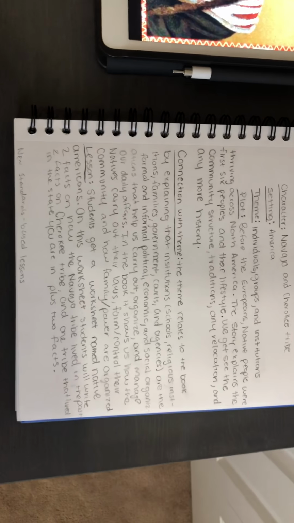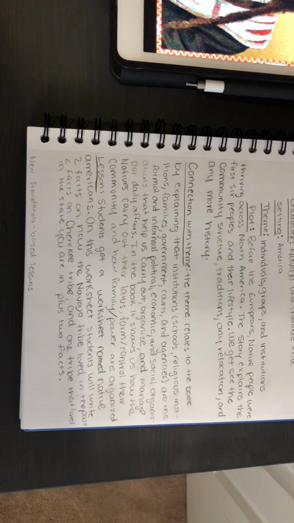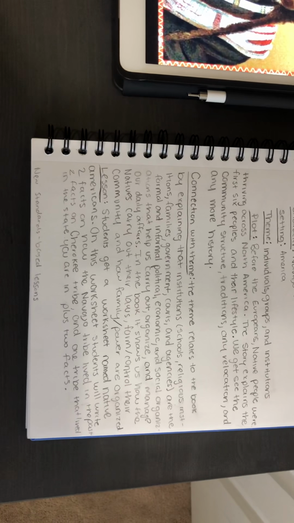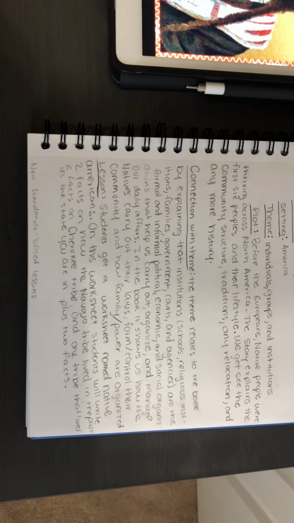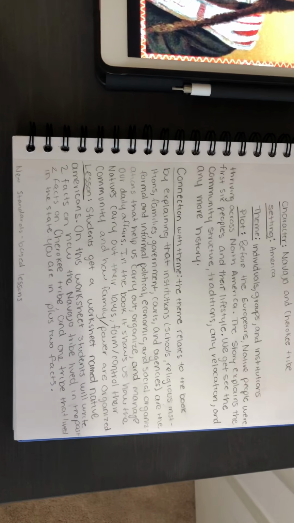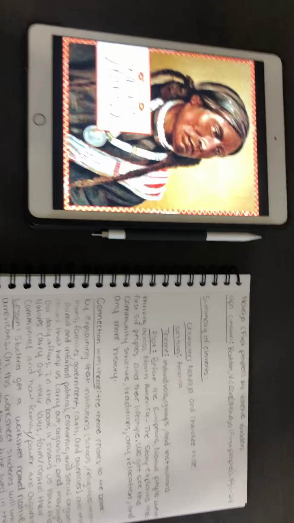For the lesson, students get a worksheet named Native Americans. On this worksheet, students will write 2 facts on how the Navajo tribe lived in the past, 2 facts on the Cherokee tribe, and they can research and find 1 tribe that lived in the state that they live in now and 2 facts about it. And that's my source. And those are my K2 books.